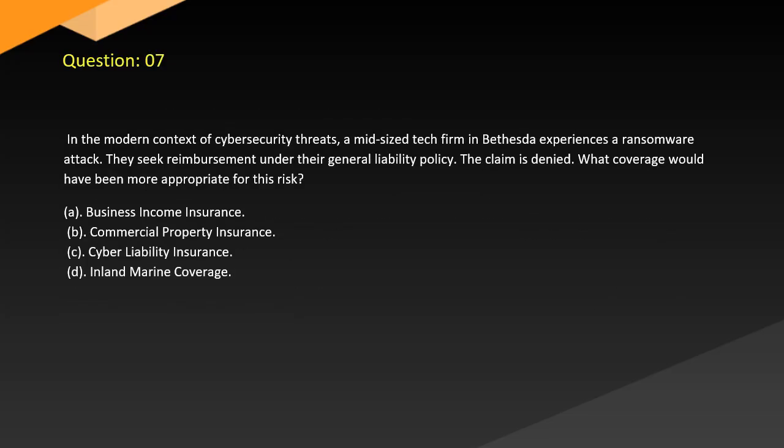Question 7. In a modern context of cybersecurity threats, a mid-sized tech firm in Bethesda experiences a ransomware attack. They seek reimbursement under their general liability policy. The claim is denied. What coverage would have been more appropriate for this risk? A. Business income insurance. B. Commercial property insurance. C. Cyber liability insurance. D. Inland marine coverage.